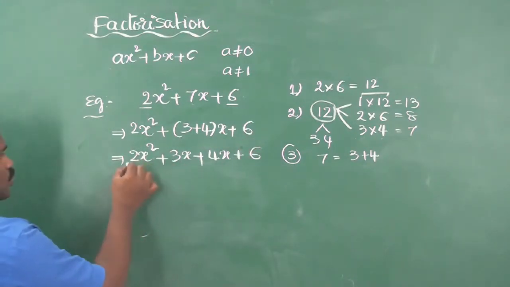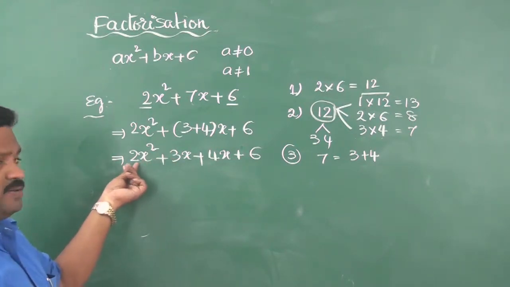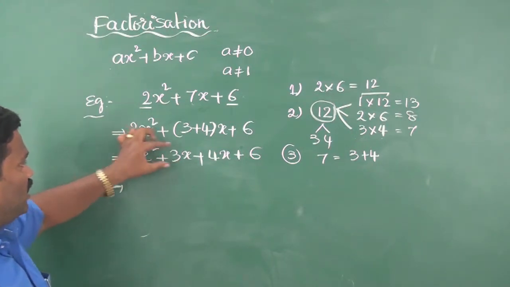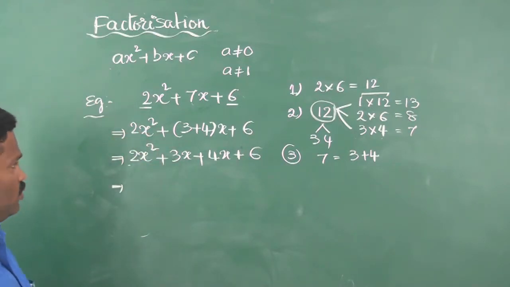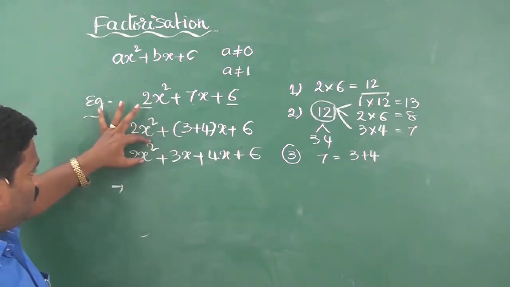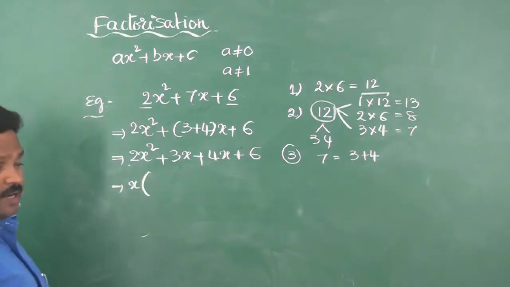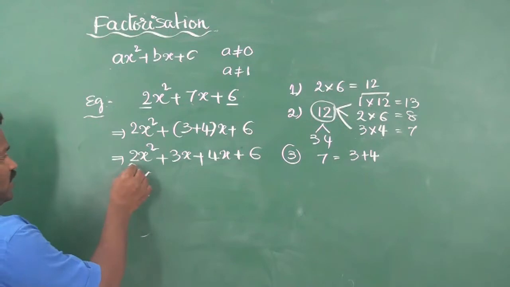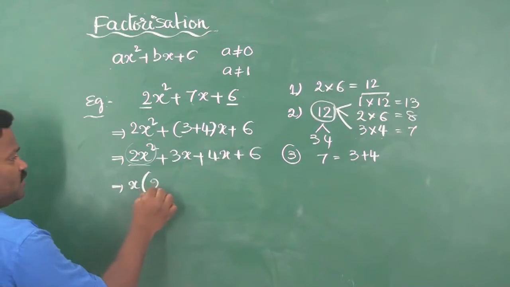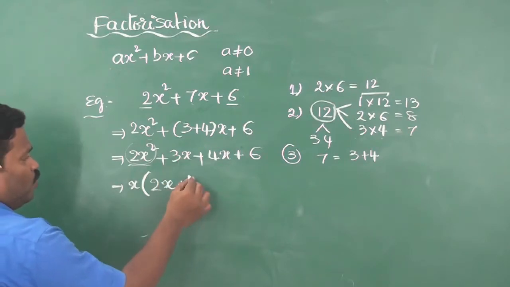Now, in these two terms, what can we take common? Can we take any numerical factor common? No, here we have 2 and here we have 3. No. Then take literals. Here we have x square, here we have x. Yes, in these two we can take only x common. Only the literal. If you take x common, what are the remaining factors in this term? That is 2x. Since we took x as common, here we have only 3 left.